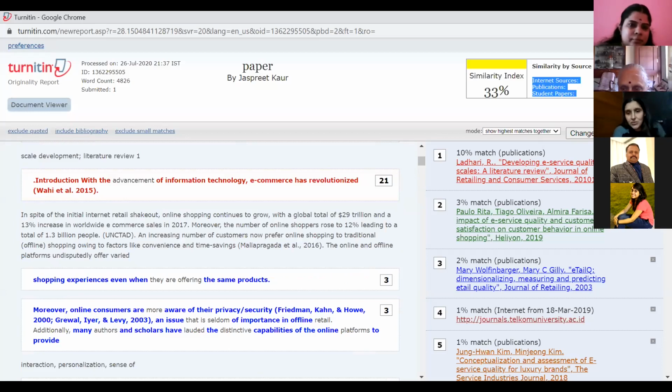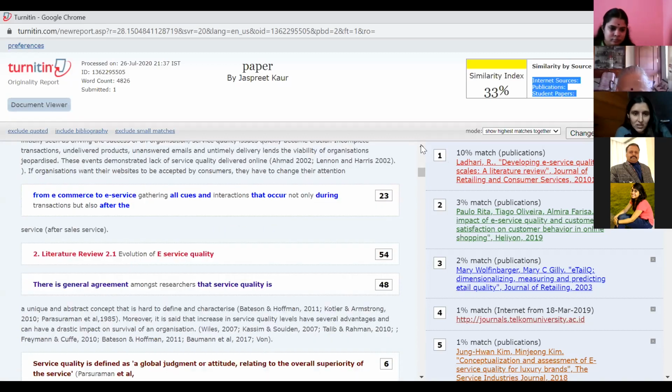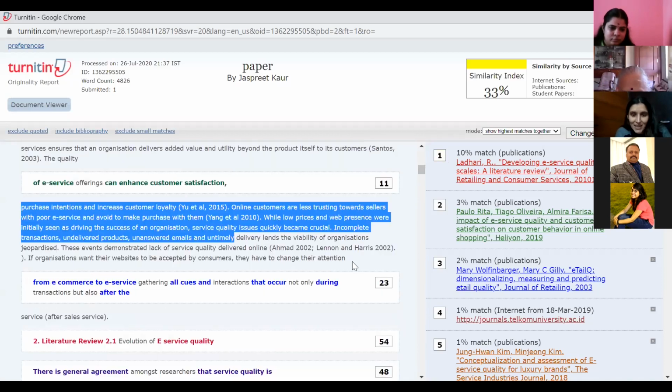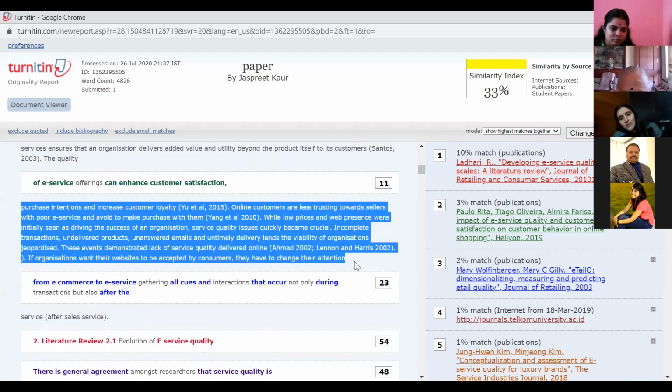Okay, on the right side, you see a 10% match has been made from Ladhari R, red color. So all red color text which you see is copied from this. Purple color, third match, Mary Wolfin Barger. So all purple you see on the left has been done from this. Rephrase, paraphrase all colored text. Don't touch this black area. This black text is clean text. All this text which is colored should be paraphrased.